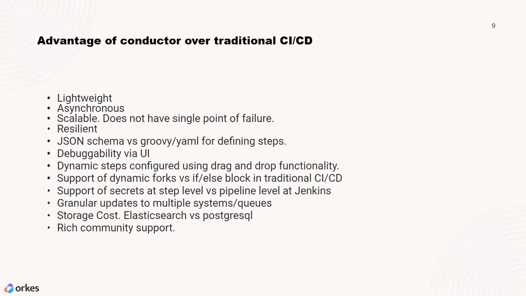Again, granular update to multiple systems or queues. This is one of the important features. Sometimes whenever our pipeline runs, we want to perform some activity after each step, right? So as of now, how can we do that? We'll add a step in the Jenkins pipeline, and then we can do the notification. But Conductor can inherently do that. We don't have to configure a task for that. We can just specify the system or queue. It can be Kafka, it can be Amazon SQS. Automatically Conductor will write those updates to that queue.